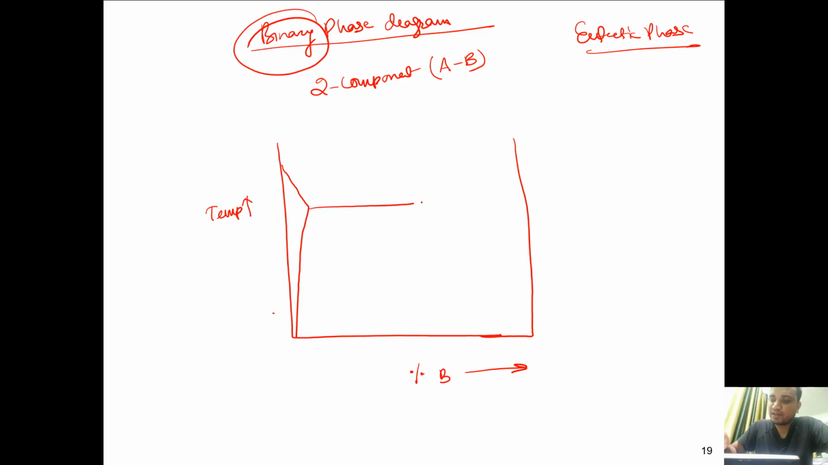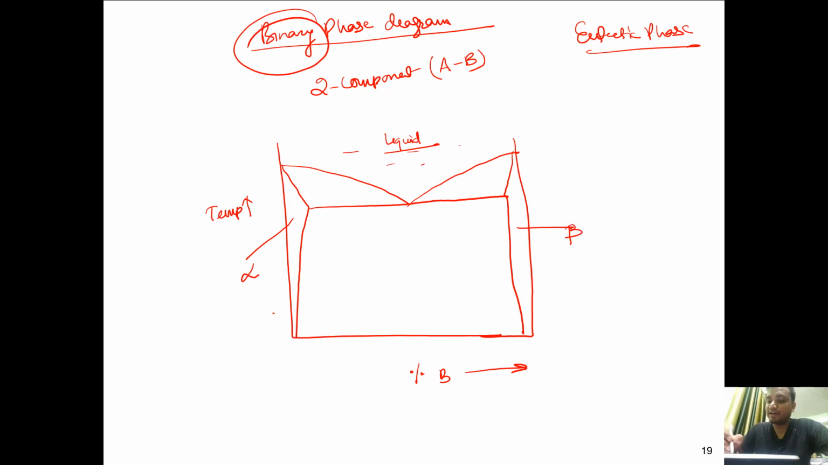There is a straight line, such that above this top line we have the liquid over here. This will be the liquid, and this is your alpha, this is your beta. Alpha is the solid where we have this A rich, that means here we have maximum A and least B, right? So here it is 100% A and B is 0%, right? So here B is 100% and A is 0%, right?